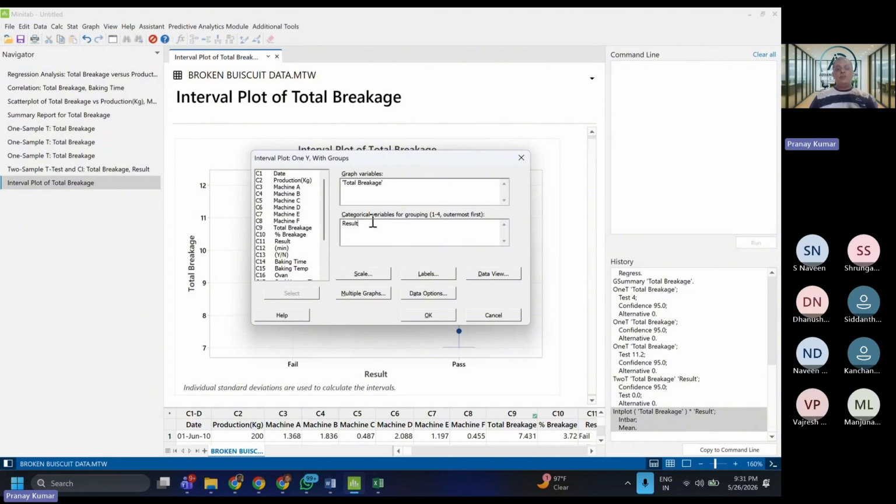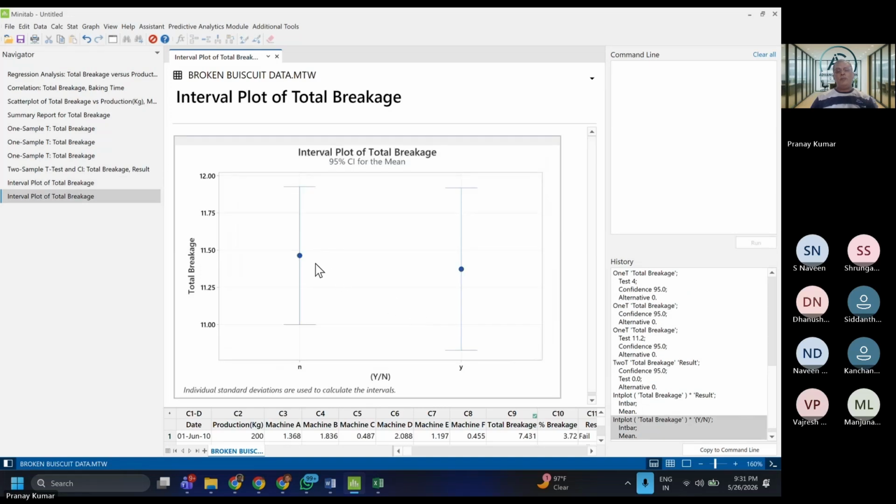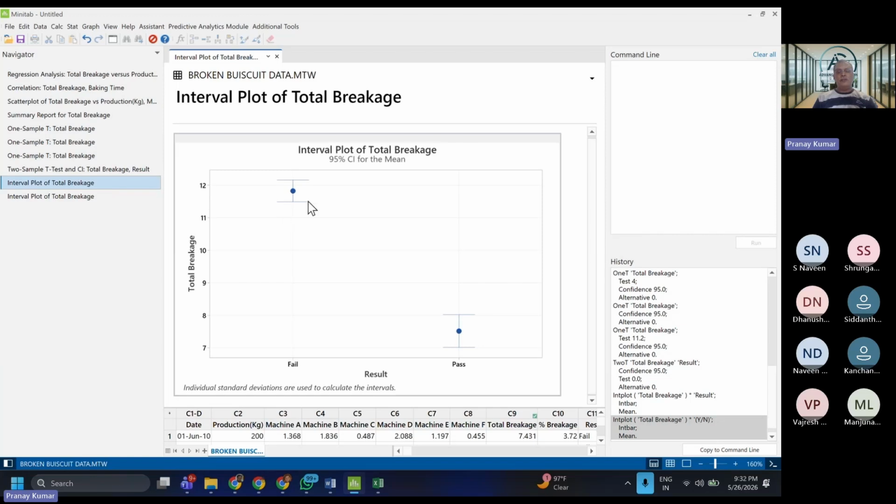Let's change this to something else. If the confidence interval is overlapping, it means that this will be null hypothesis. If the confidence interval are different, you see that there is no overlap between them, then it will be alternate hypothesis.